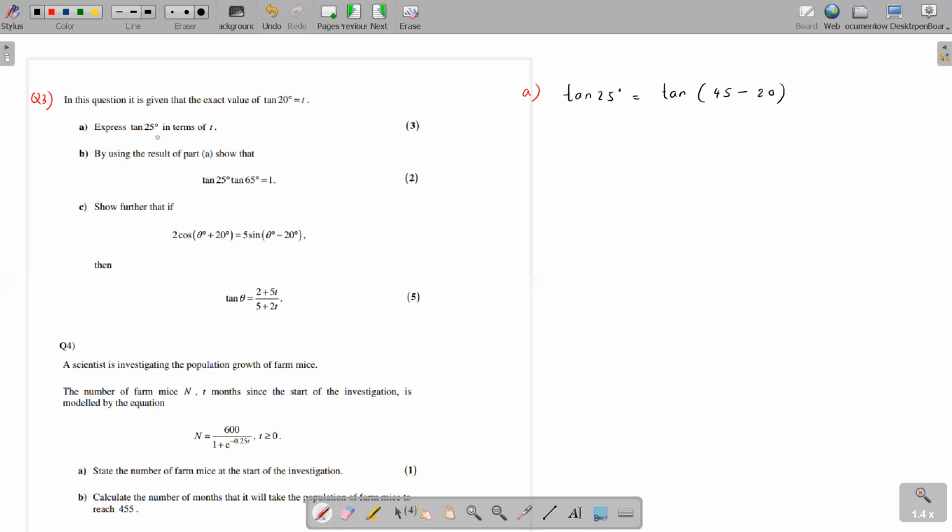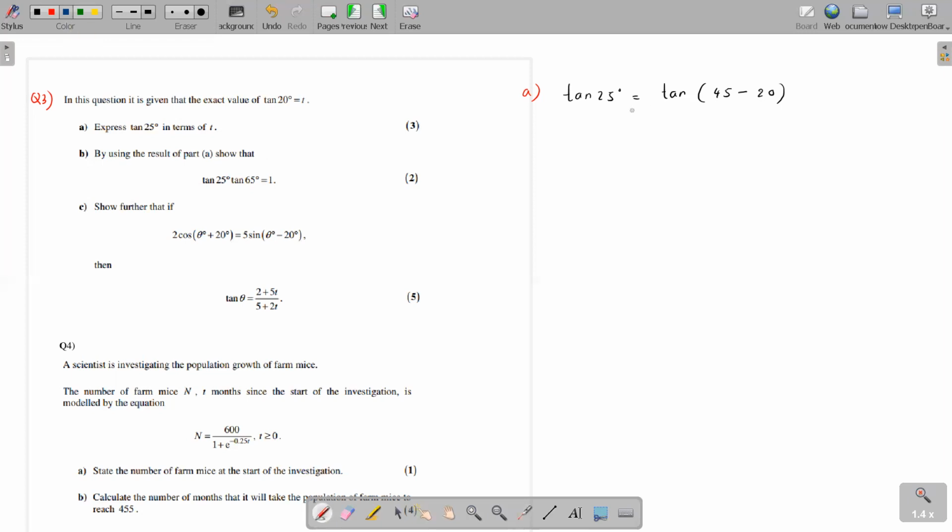Because if you want to get tan 25 only in terms of t, you need to use an angle that you are familiar with. There are certain angles whose values we are familiar with: 30 degrees, 45 degrees, 60 degrees. Those three are familiar values that we are allowed to use. So if I want tan 25 in terms of t, and they've given us the value of tan 20 degrees, we need to use a familiar angle with this 20. As Abhinash is saying, 45 minus 20 is the best way to do it. 25 is 45 minus 20, exactly, and then you immediately get the answer.